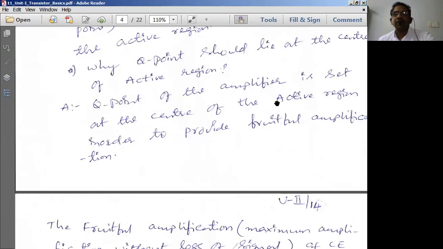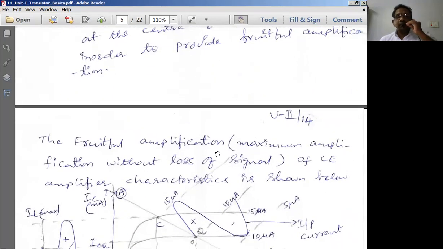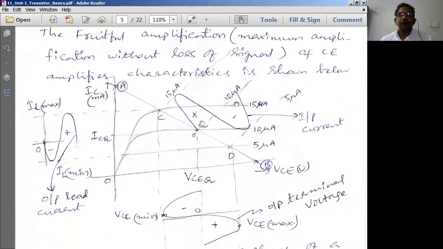The Q point of the amplifier is set at the center of the active region in order to provide a fruitful amplification. What do you mean by fruitful amplification? The maximum amplification without the loss of signal is known as fruitful amplification, and pictorially it will be shown on the output characteristics with respect to the DC load line.